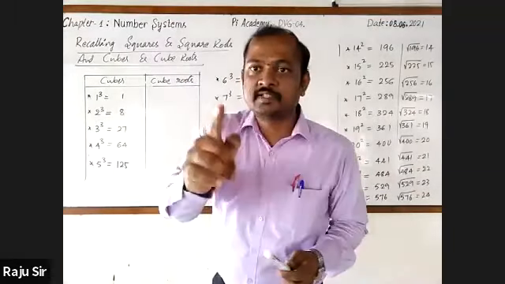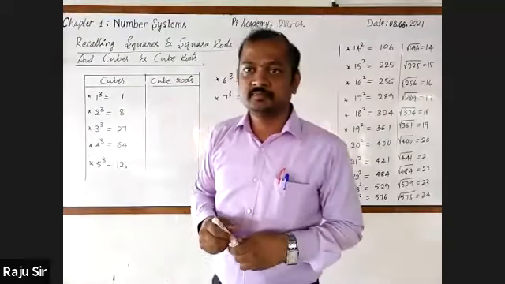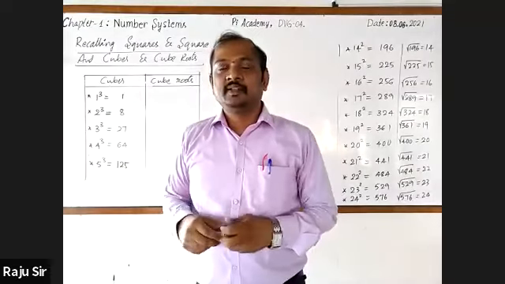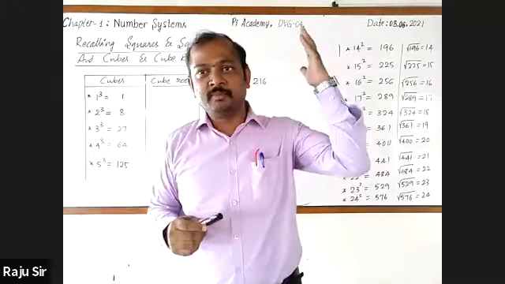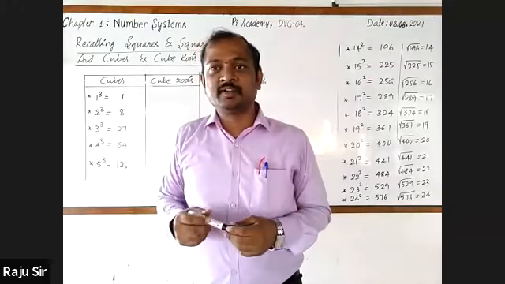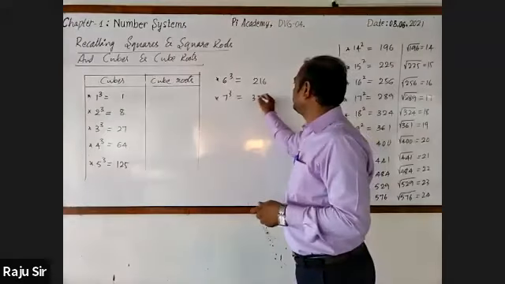Arushi, 7 cube. 7 7s are 49. Very good. You learned about it a very long time ago, no? So that is 343. Yes, it is 343.